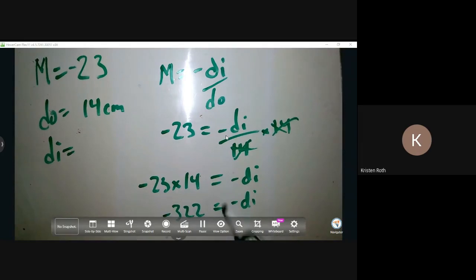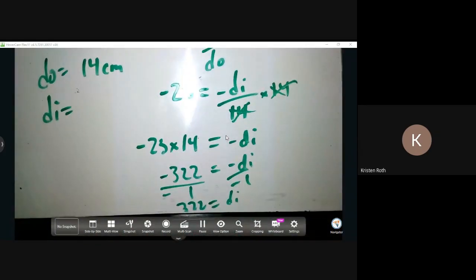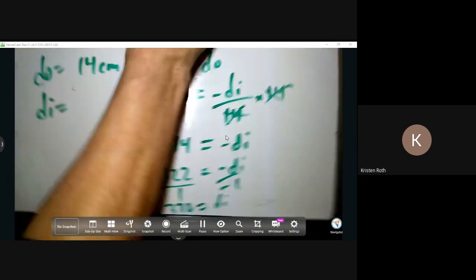How do you get rid of the di? I mean, not the di. How do you get rid of the negative? Well, you divide both sides by negative 1. It gets rid of the negatives, and di ends up equaling 322. Di equals 322. Perfection. Okay, last question.